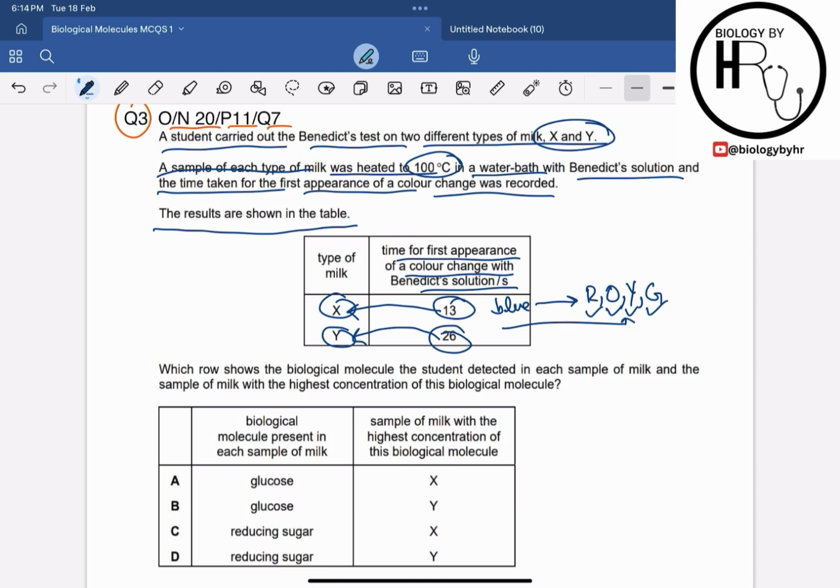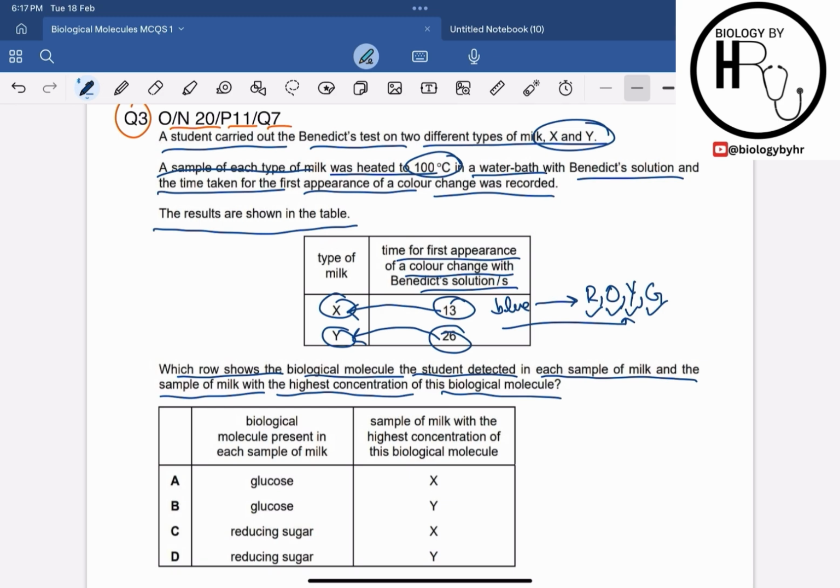Now they are saying over here: which row shows the biological molecules the student detected in each sample of the milk, and the sample of the milk with the highest concentration of the biological molecule. As the concentration of the biological molecule would be more, the color change will appear faster, right? Let's say for example, if the color change is appearing in 13 seconds, it means that the concentration of the reducing sugar is more in the type X milk.